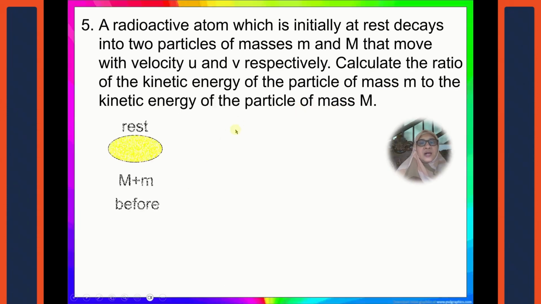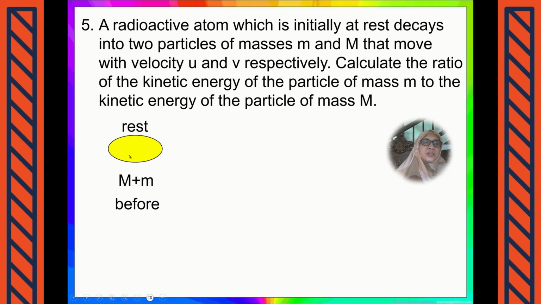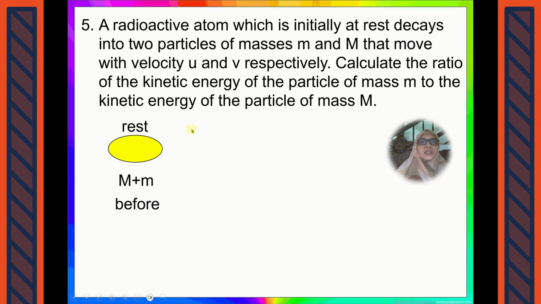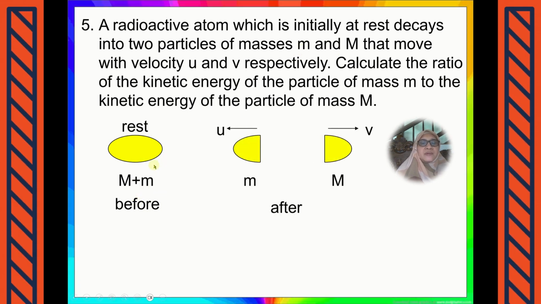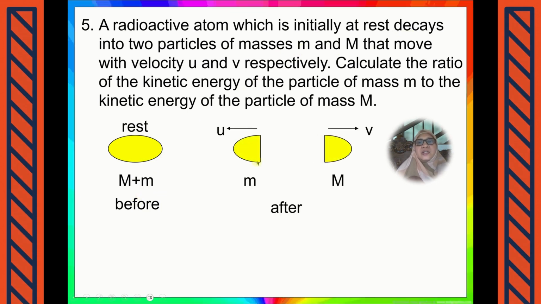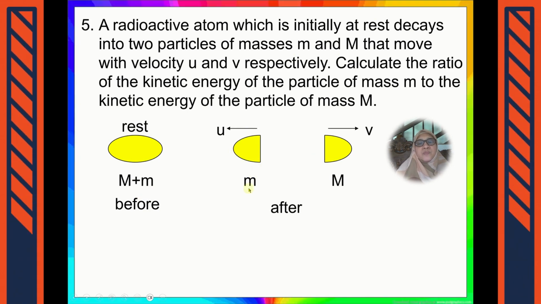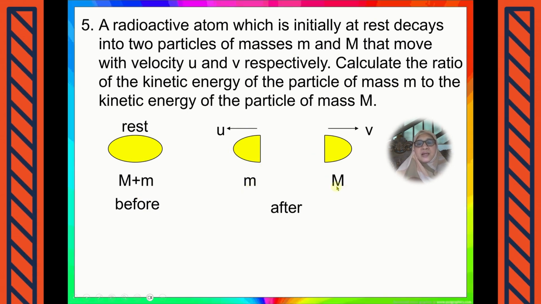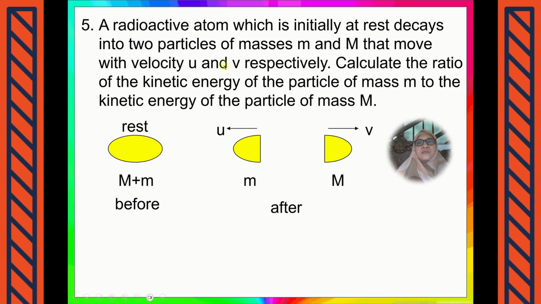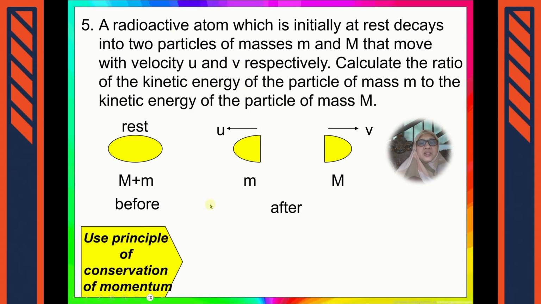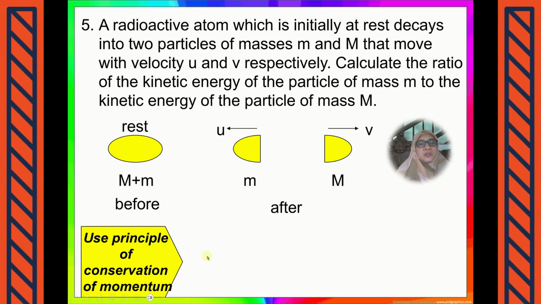Okay, so how to illustrate this? So we draw this diagram. This is before collision. Both of them has mass m plus M. Okay, this one at rest. Then after that, they decay, so they split into two, with mass m and capital letter M, and they move with velocity u and v mentioned in the question. Okay, so now we use principle of conservation of momentum.